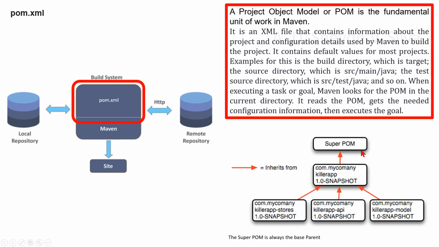The super pom is a part of Maven installation. Depending on the Maven version, it can be found in the maven-x.y.z-uber.jar or maven-model-builder-x.y.z.jar file in ${M2_HOME}/lib.